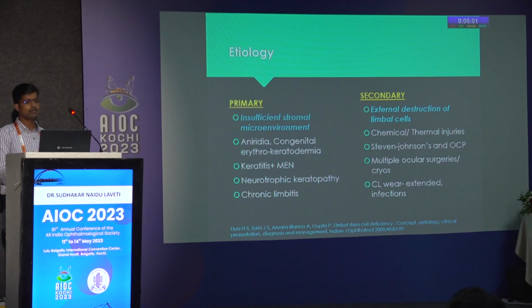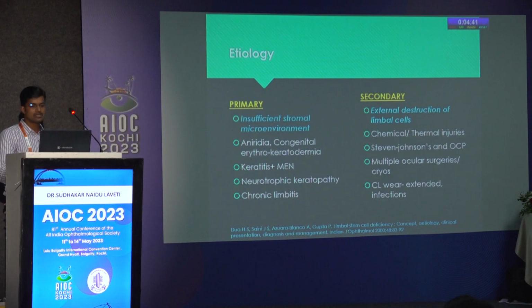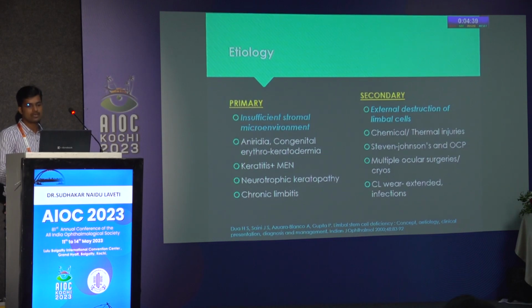The etiology can be primary or secondary. Primary LSCD is mainly due to an insufficient stromal microenvironment, seen in cases like aniridia, congenital erythrokeratodermia, keratitis, multiple endocrine deficiencies or chronic limbitis. Secondary LSCD is due to external destruction of the limbal stem cells, and the most common cause is chemical injuries. Other causes are Stevens-Johnson syndrome, multiple ocular surgeries, contact lens wearers, or prolonged infections.